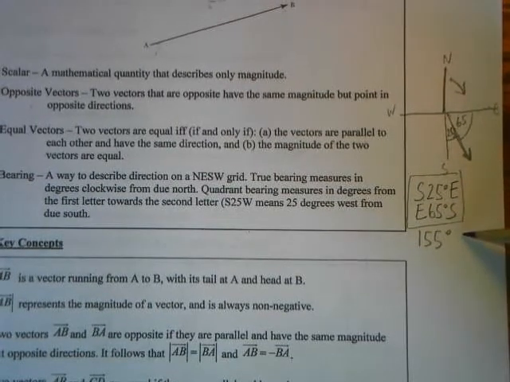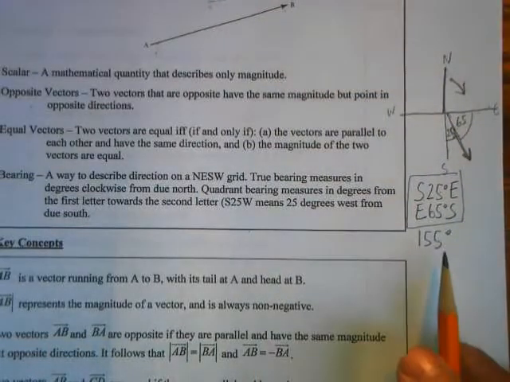Notice we don't apply any direction because it's based on starting from true north and going clockwise from that. So you could have a bearing up to 359 degrees if it went all the way around, just a little bit to the left of north.